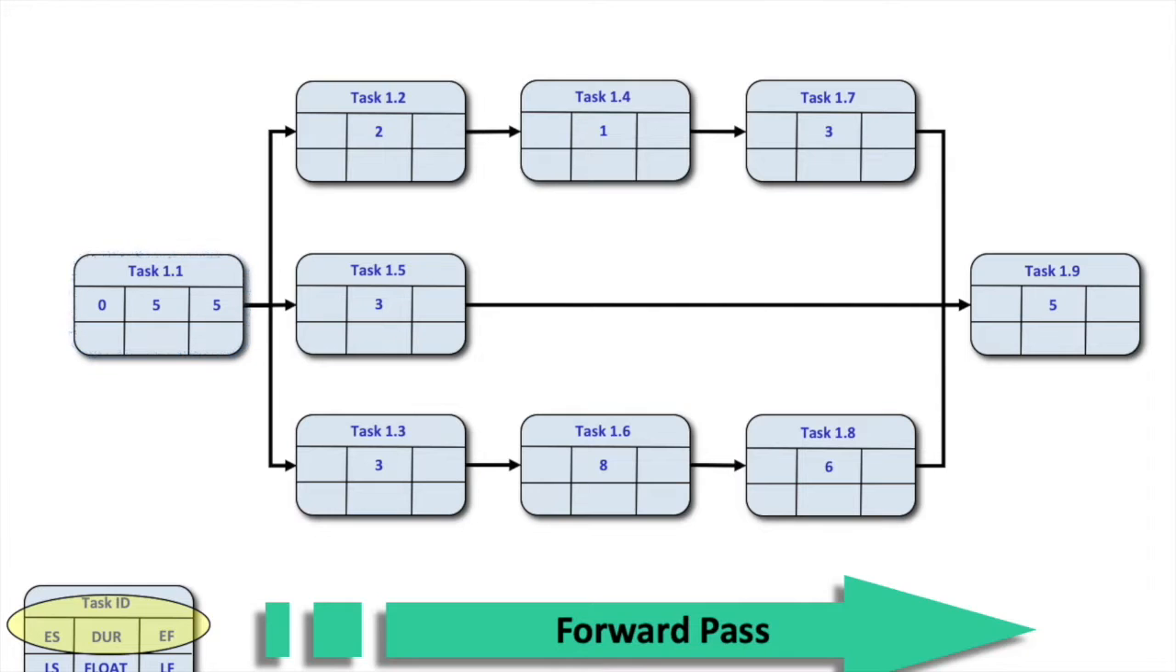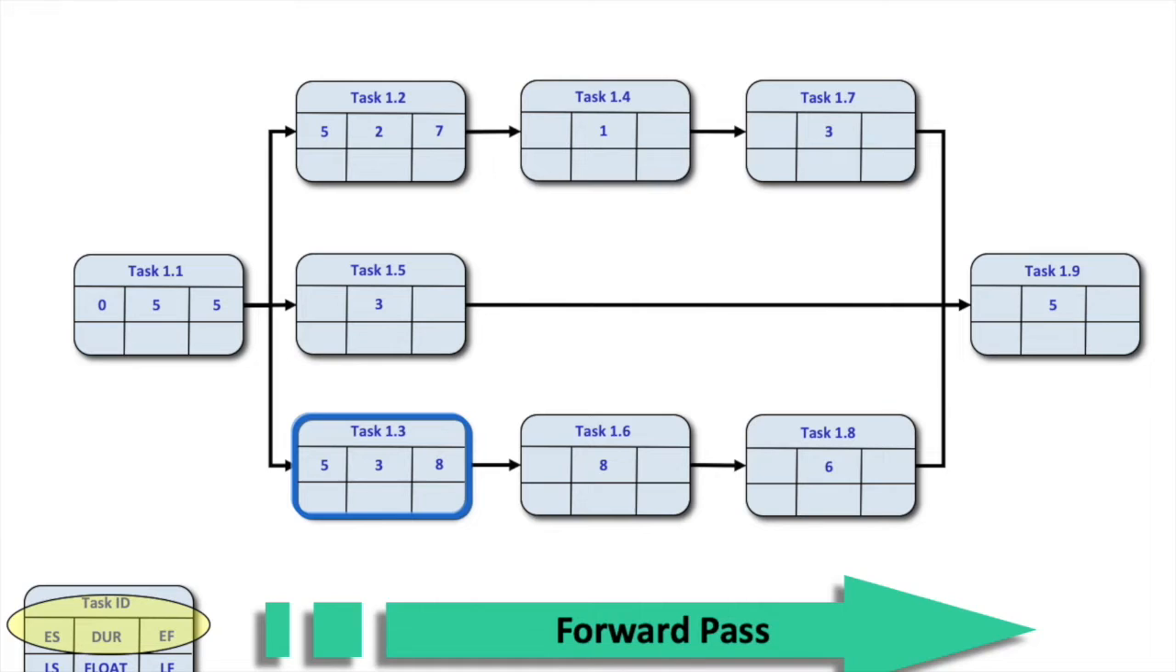Now let's go look at the next one, 1.2, at the very top there. Since 1.2 relies on 1.1 to be completed before it can start, the earliest it can start is 5. We take 5 plus 2, and that gives the earliest it can finish as 7. Let's look at another task. Let's take 1.3. Again, 1.3 relies on 1.1 to be completed, so the earliest 1.3 can start is 5. 5 plus 3 gives us 8.